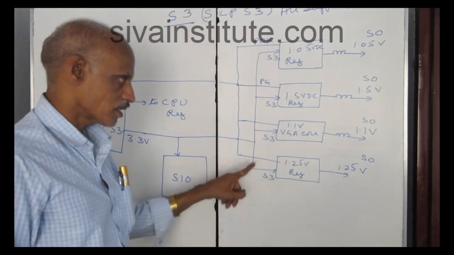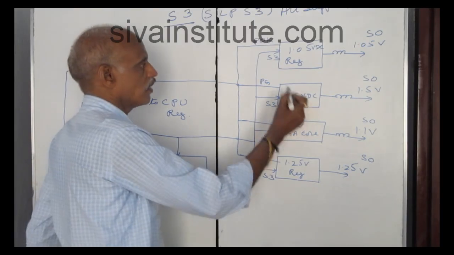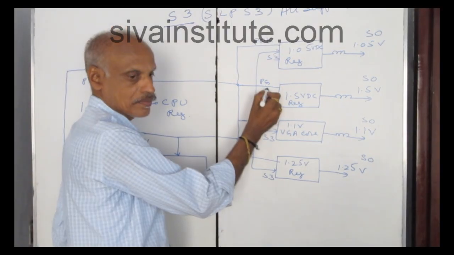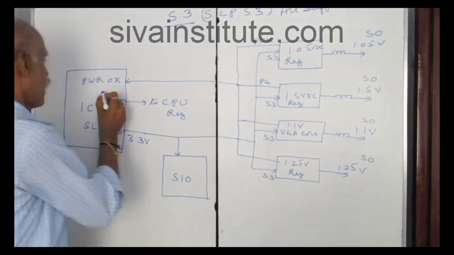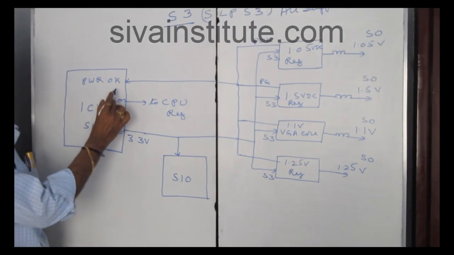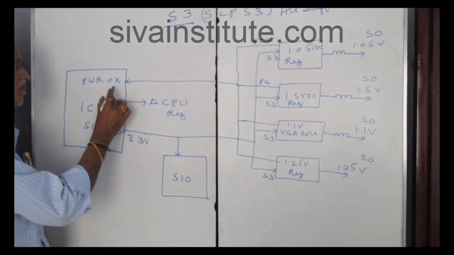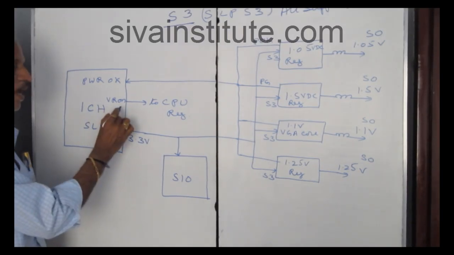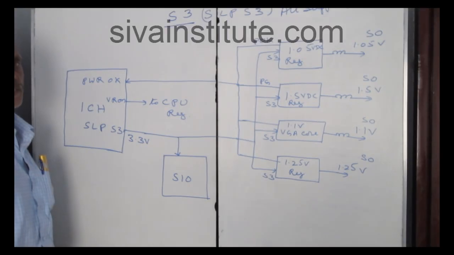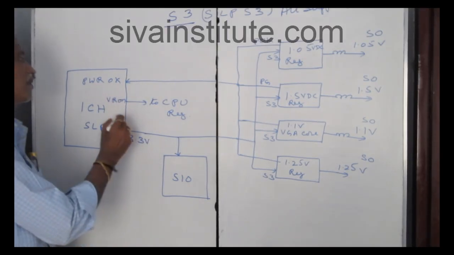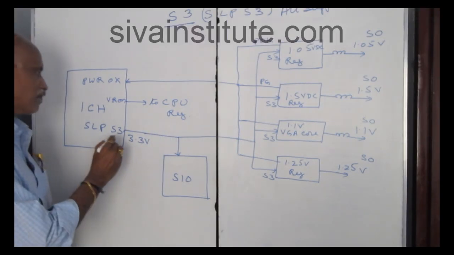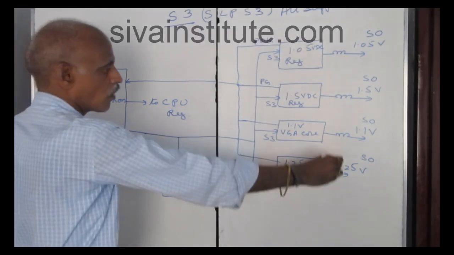When all regulators are okay, these regulators release POK, power OK, or PG, power good. This voltage goes to the ICH power OK pin. When this voltage comes here, this IC releases VR on voltage to the CPU regulator. After that, the CPU regulator will start functioning. Without this command, output will not come out from this regulator. So SLP S3 command input and S0 output.